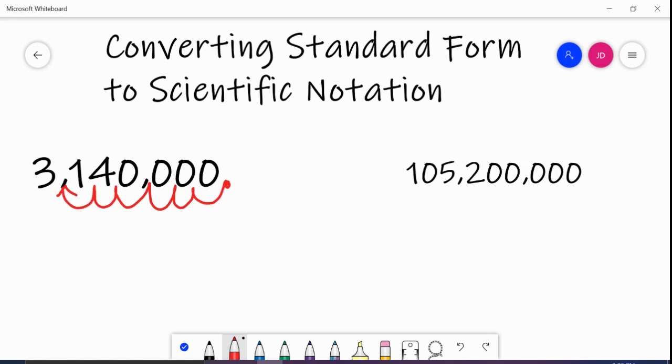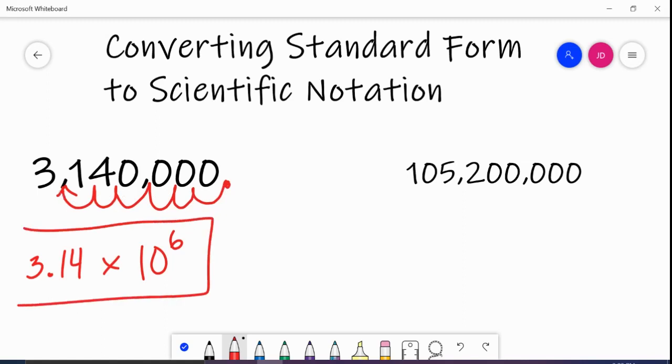So to write this number in scientific notation would be 3.14, because that's where I'm moving my decimal spot, times 10 to the power of 6, because that's how many hops it moved. 1, 2, 3, 4, 5, 6. And that is my answer in scientific notation.